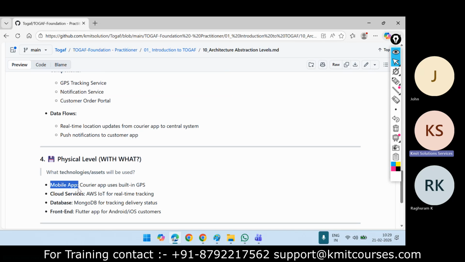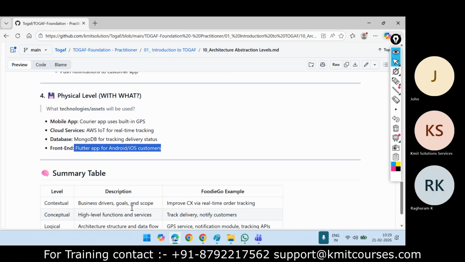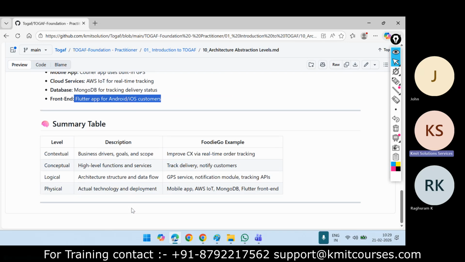How will you implement it? At the physical level, we will have the mobile application, which is the courier app using GPS. Cloud service, AWS or IoT, for real-time tracking. Database, MongoDB for tracking delivery status. Front end, an application like a Flutter app for Android and iOS customers. So this is how abstraction levels come into the picture, and these are very important whenever we are talking about architecture design.